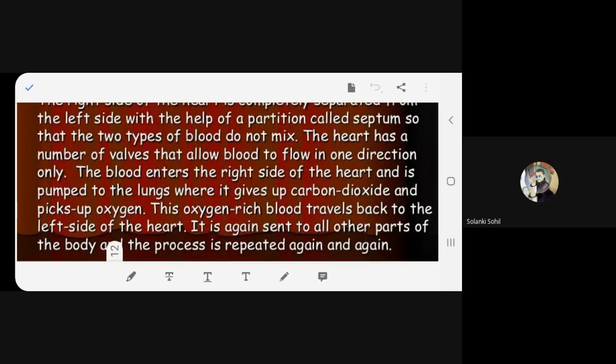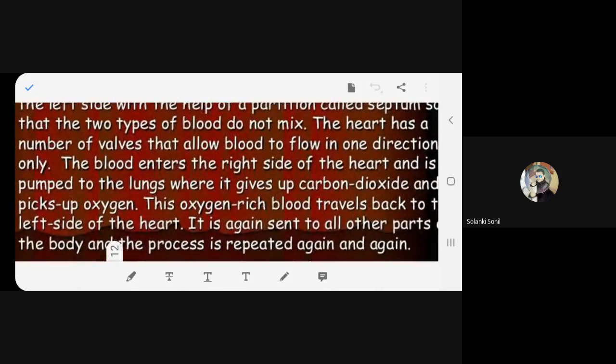That's why I'm doing both theoretically as well as practically, so that you will understand it nicely. The blood enters the right side of the heart and is pumped to the lungs, where it gives up carbon dioxide and picks up oxygen. Okay. Now, I'm not going to show you again.